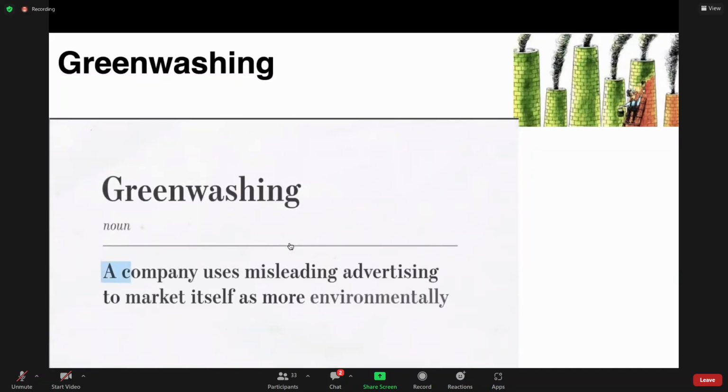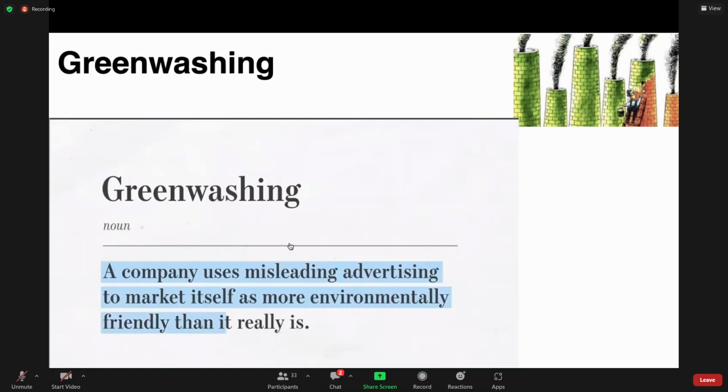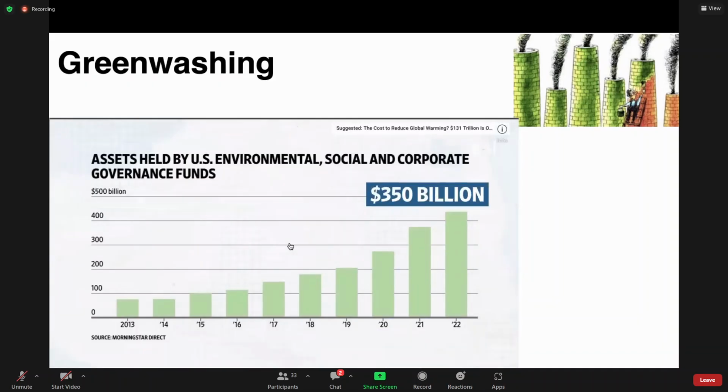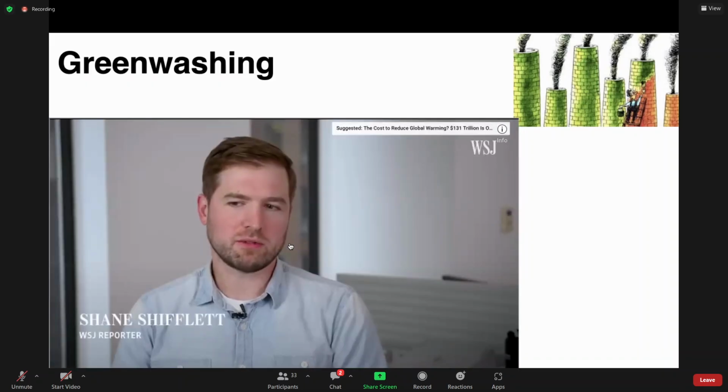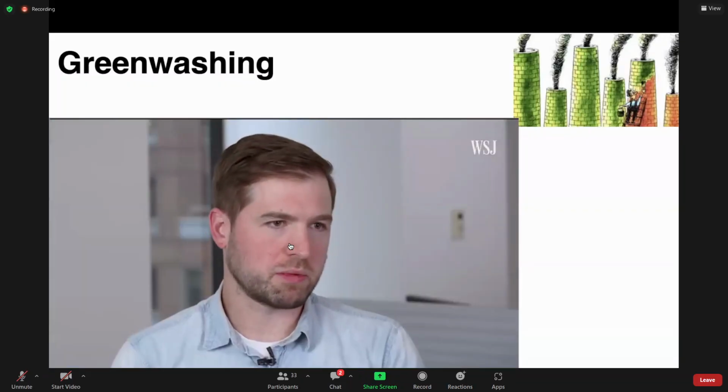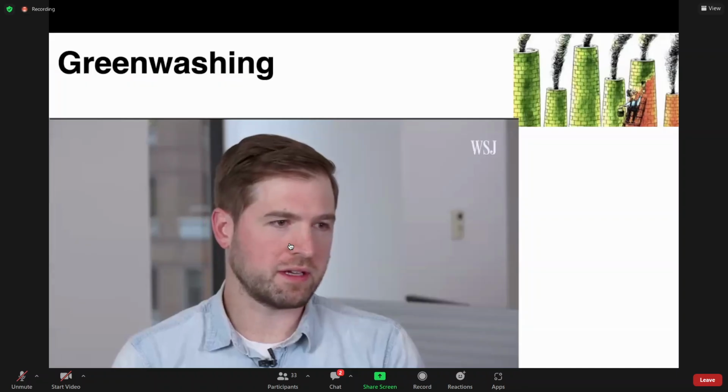Greenwashing is when a company or organization uses misleading advertising to market itself as more environmentally friendly than it really is. Sustainable ESG funds, or investments that consider environmental, social, and corporate governance factors, have exploded over the past decade, exceeding $350 billion in net assets in 2021. It's becoming increasingly profitable for companies to be seen as being beneficial to the environment. Consumers are increasingly demanding sustainable products. Investors want to invest in companies that have lower carbon footprints.